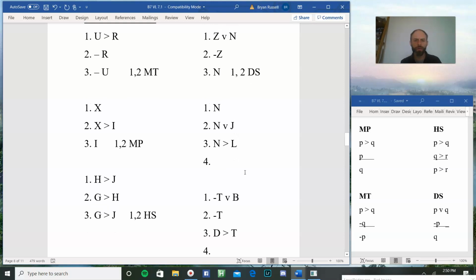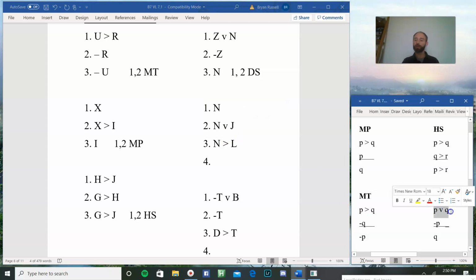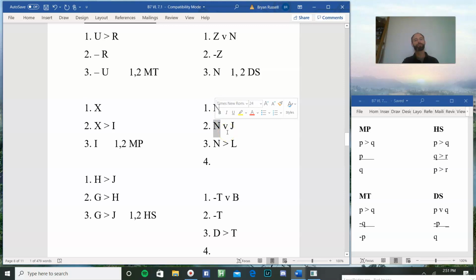So what do we have? We have N. We have N wedge J, and we have N horseshoe L. So the way we might go about this is by process of elimination. So can we use lines 1 and 2 together? Well, line 2 is a disjunction. And the rule we have for disjunction is disjunctive syllogism. It tells us if we have a disjunction, an either or, and if we have not the first one, then we can derive the second one. But we don't have not N anywhere. So we can't do lines 1 and 2.